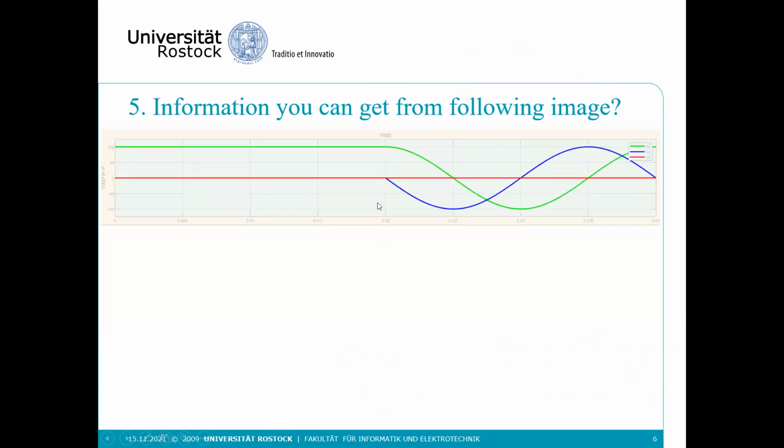Okay. The next question. So this is your VDQ plot. Again, green is your VD. Blue is your VQ. This is 100. This is 0. This is minus 100. This is 0.02. This is 0.04. Now you tell me what has happened. What do you think could have happened? And of course, this is also 100. This is minus 100.